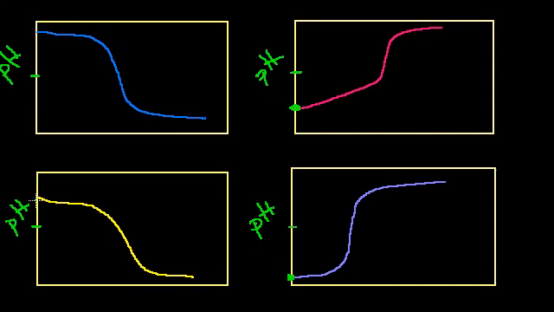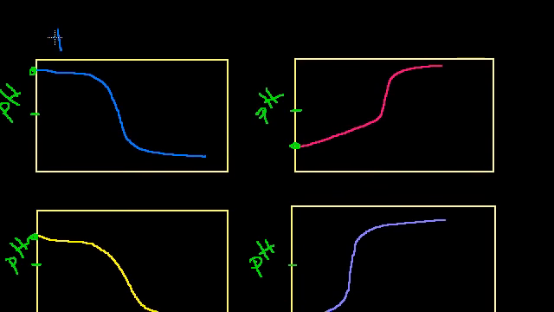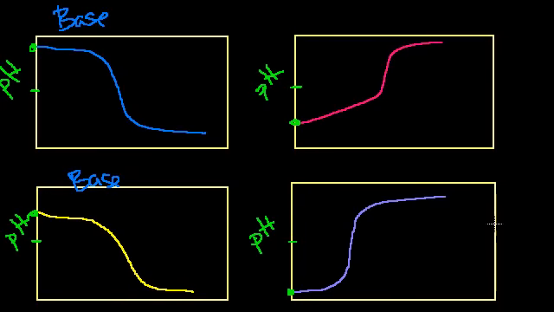Here our starting point before we started titrating at all, it's a high pH. So both of these are bases. Let me write that down. So these are both bases. These are clearly both bases. Base titration, and this is an acid titration. Acid, acid. Now we haven't covered bases, but it's the same exact idea.